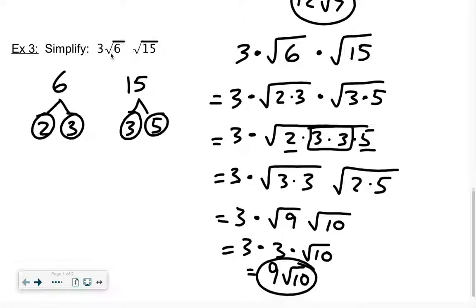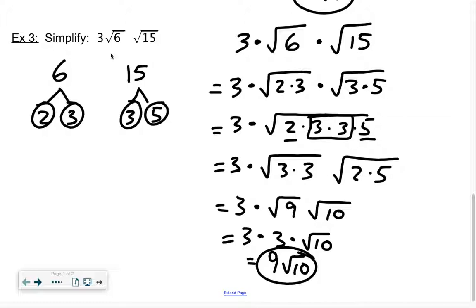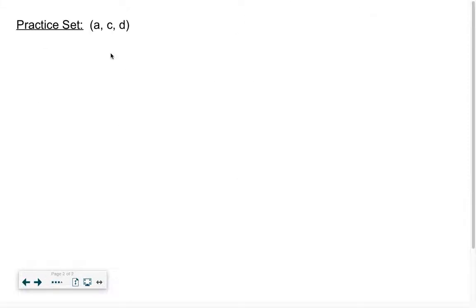So there are some problems for you to work on. Okay, good examples to keep in your notes. The practice set problems that I want you to work on are going to be A, C, and D.